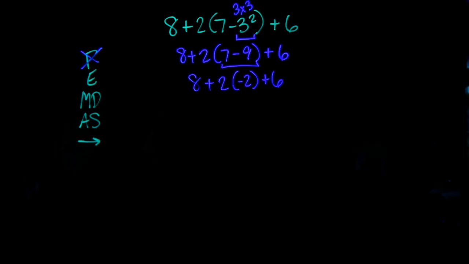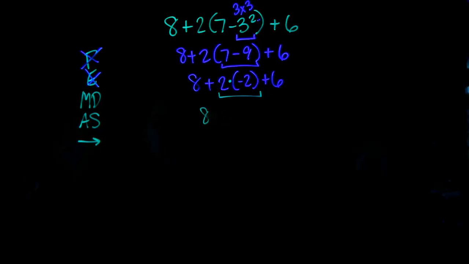Do we have an exponent? We already took care of our exponent up here. So we do not have any more exponents. Multiplying and dividing. Do we have multiplication or division? We actually do. If you ever see a number right outside of parentheses like this, that is multiplication. So we're going to take care of this before we add and subtract. 2 times a -2 is a -4.